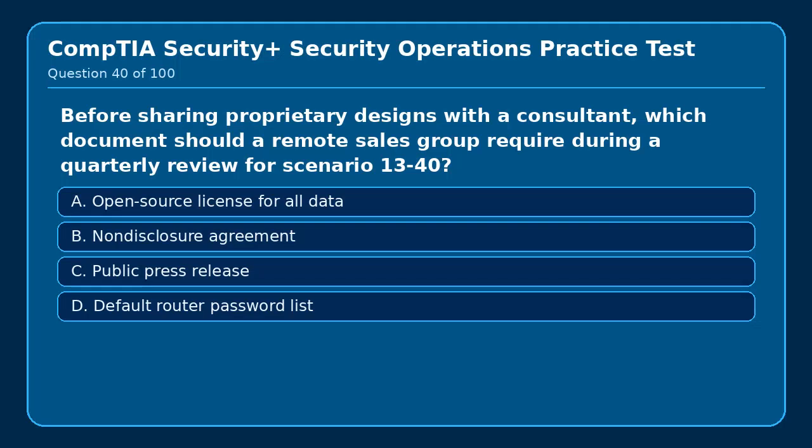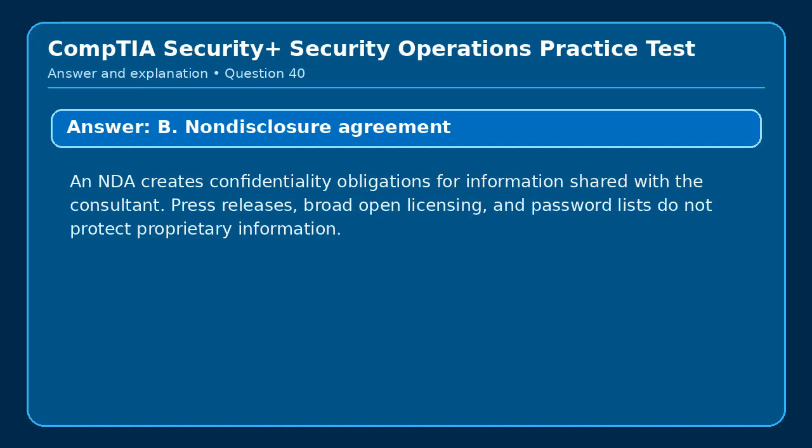A right to audit clause allows the organization to assess or verify vendor controls according to the agreement. Anonymous access, no logs, and review waivers reduce oversight. Question 42. How should a software company reduce privacy risk when collecting customer data after a recent audit finding for scenario 13 to 42?